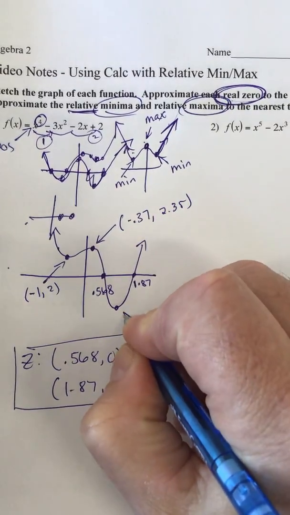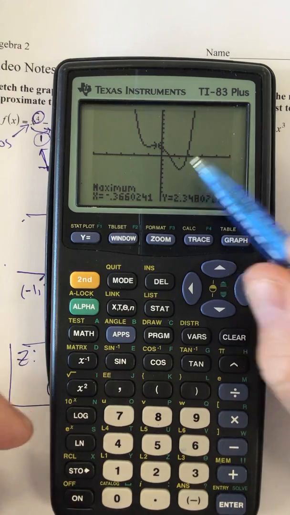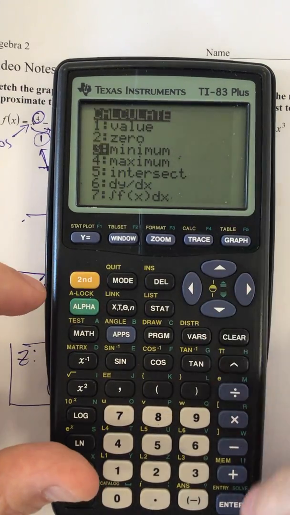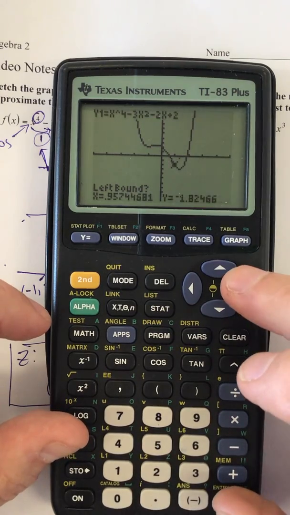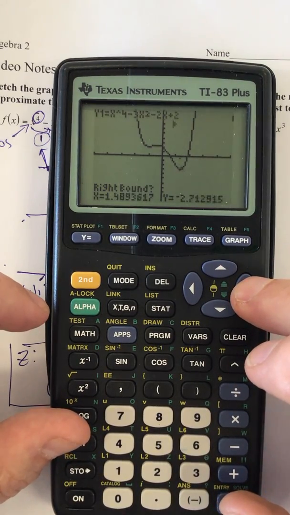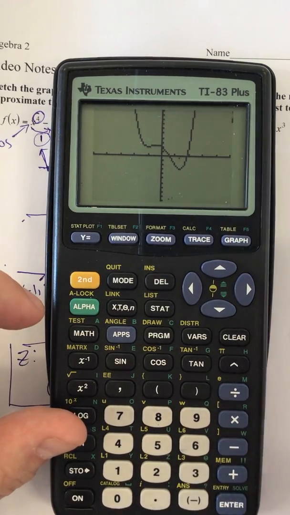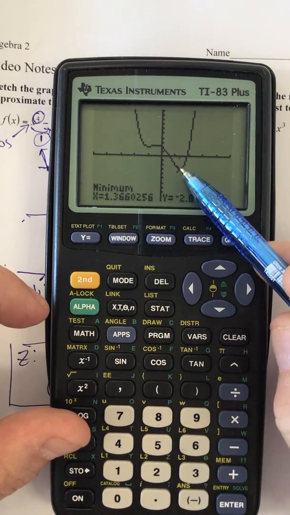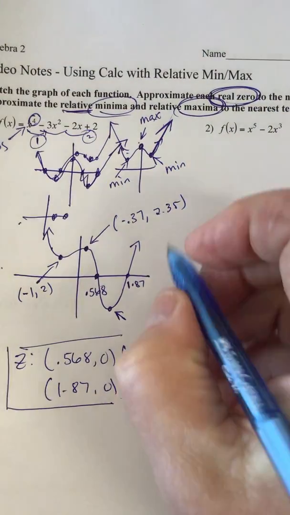And then we'll do one more for that minimum right there. So that's obviously right here on the picture. Second, calculate a minimum. Get to the left of that minimum. So anywhere really. Get to the right of that minimum. Anywhere to the right. It'll search between those two. And this point now right there is at 137, -285.